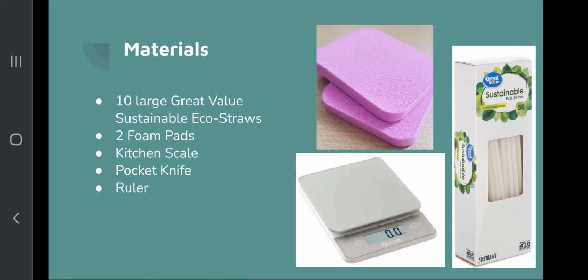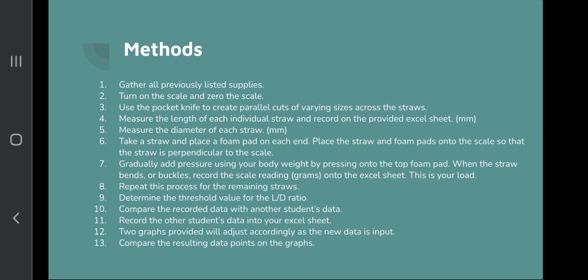For my materials, I used 10 large Great Value sustainable eco straws, 2 foam pads, a kitchen scale, a pocket knife since I didn't have any scissors on hand, and a ruler. As for my methods, I gathered all the previously listed supplies. I turned on the scale, zeroed it out.